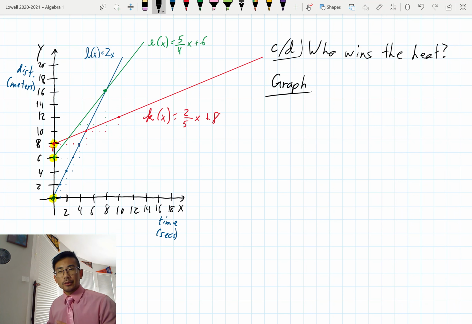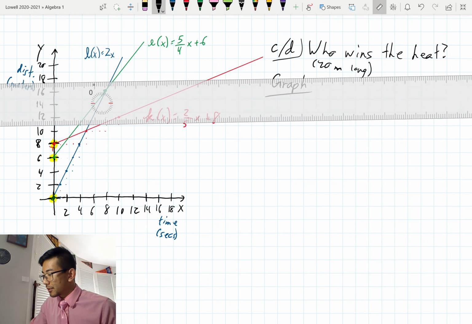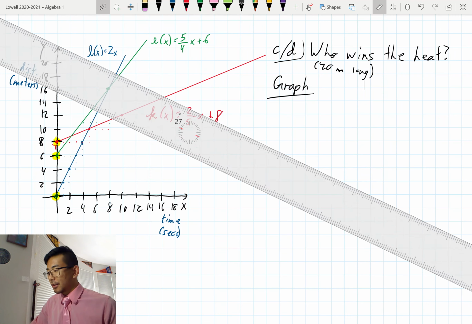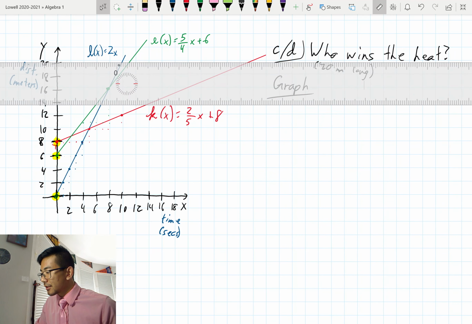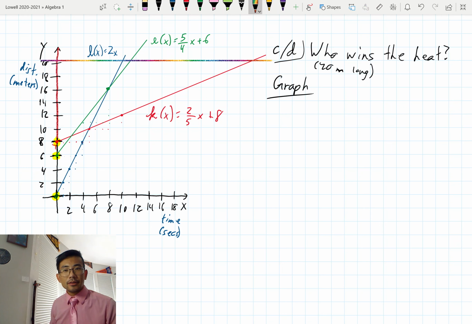where would we look? Well, remember, the race is 20 meters long. And so I can kind of draw the finish line out here. Sorry, I just needed to readjust my axes here. So here's kind of the finish line. And I'll draw it in rainbow because that's fun. Okay, there's the finish line.